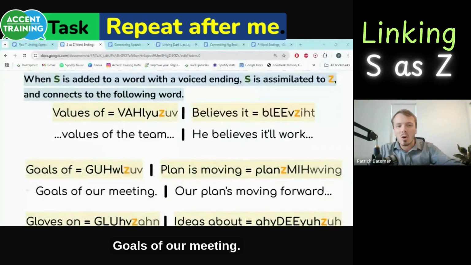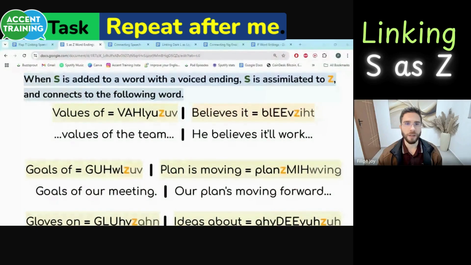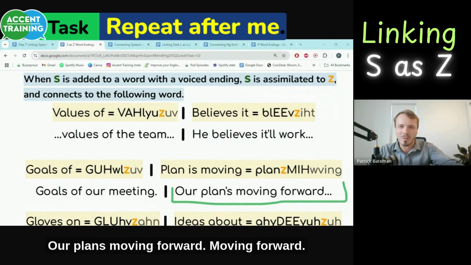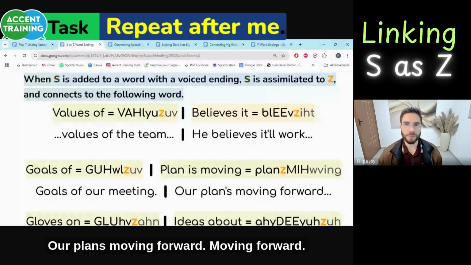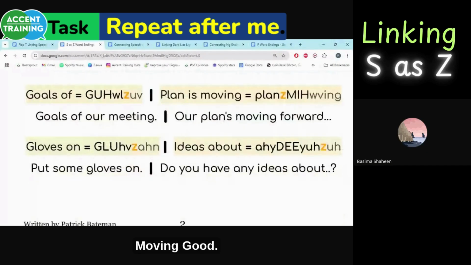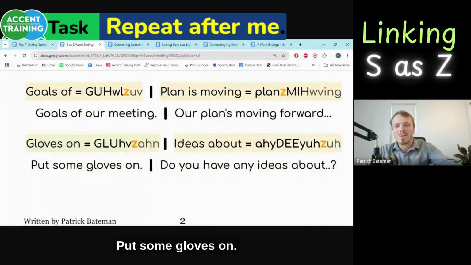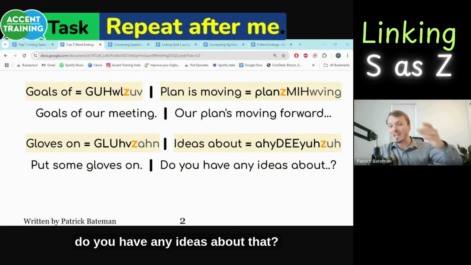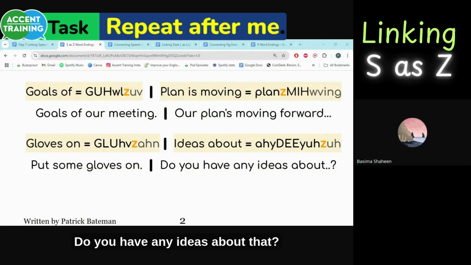Good. Goals of our meeting. Goals of our meeting. Our plans moving forward. Our plans moving forward. Good. Couple more here. Put some gloves on. Put some gloves on. Do you have any ideas about that? Do you have any ideas about that?